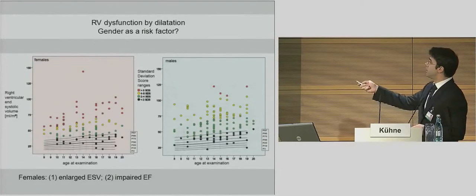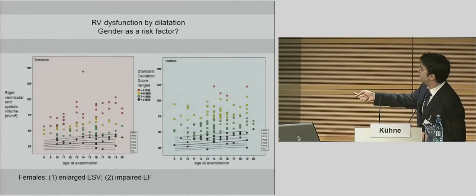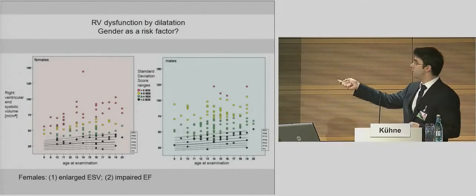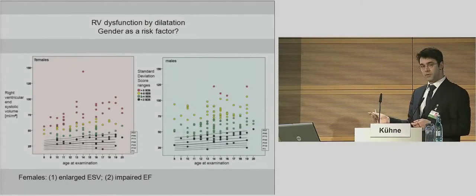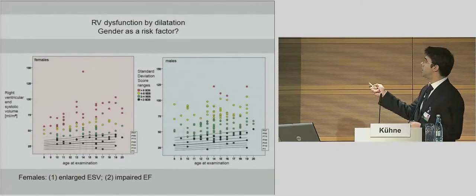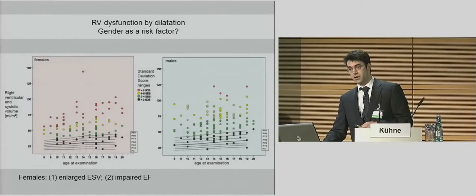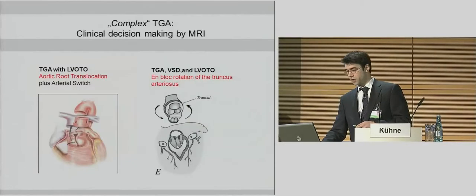We see, well, bigger than 8. Is it 8? Yes, it is something like an 8. We see many more females having stronger deviations than the males do. So they seem to develop ventricular dysfunction, right ventricular dysfunction, much earlier.